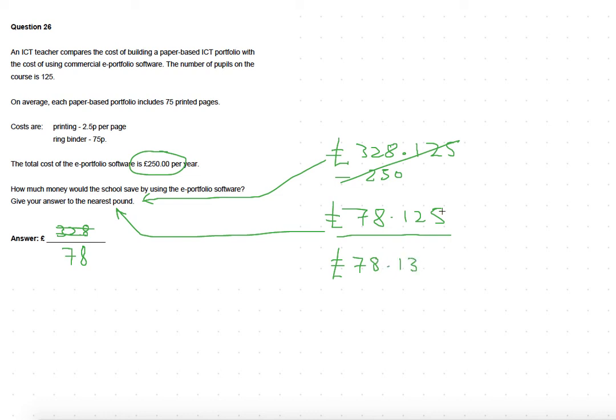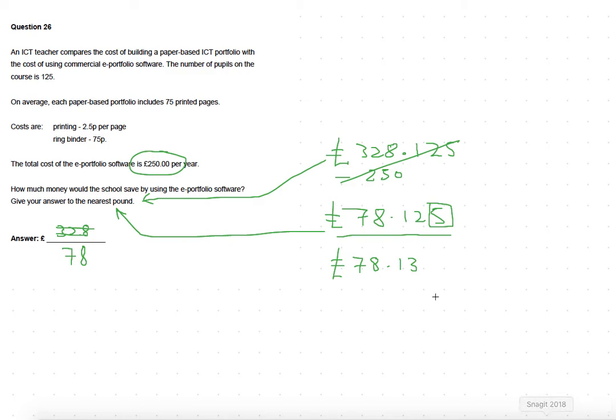So what do we do? This 5 tells us to round the 2 up to a 3, so it would be £78.13. And it is very important that you do that rounding. Even if it might appear from the question that you don't need to do any rounding, if it's a monetary question, you have to. You won't be asked to do that, you just have to know to do that.